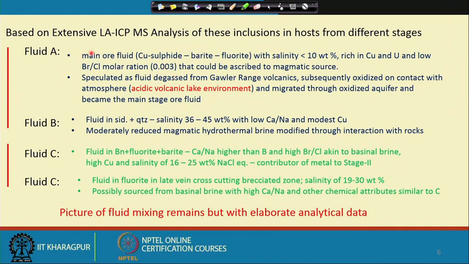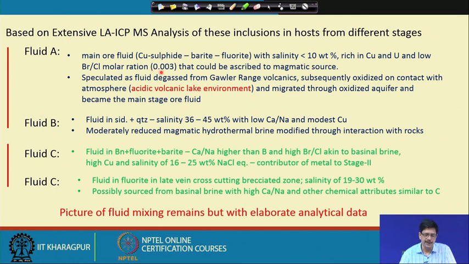One of the very important chemical parameters for discriminating these fluid types was the bromine by chlorine molar ratio. Fluid A is the dissipate of the main ore fluid in the copper sulphide ores, present in barite and fluorite. These have low to moderate salinity of 10% NaCl equivalent. This fluid came out to be rich in copper and uranium and has a very low bromine by chlorine molar ratio of 0.003. That is the characteristic assigned to a magmatic source.